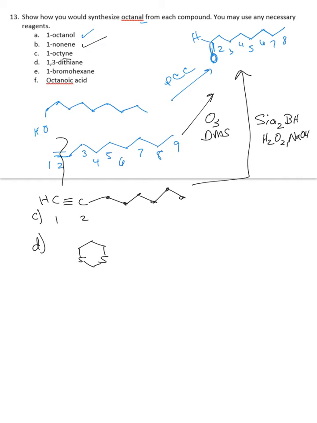Okay, D, 1,3-dithiane. Okay, so we have 1,3-dithianes. First, we've got to draw 1,3-dithiane. And it's kind of similar to what we did before. This carbon here between the sulfurs is your aldehyde. It's your carbonyl. So we just need to add this portion, these many carbons. 1, 2, 3, 4, 5, 6, 7. We need to add 7 carbons. CH3, CH2.